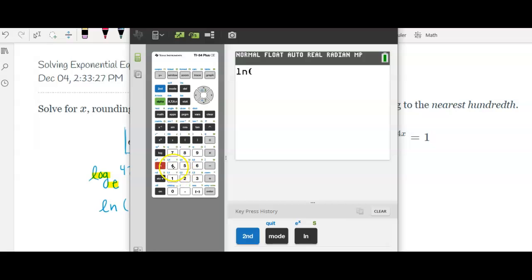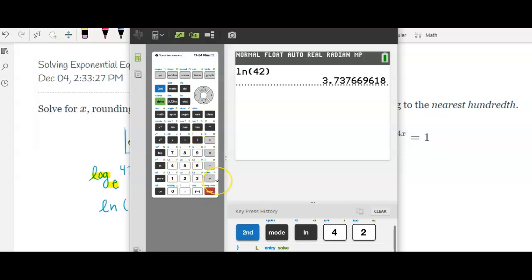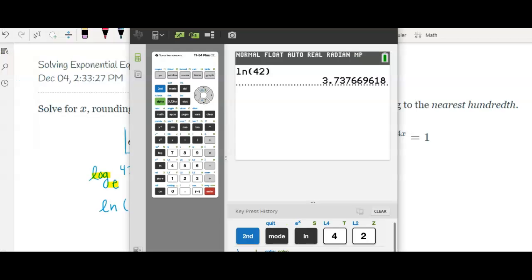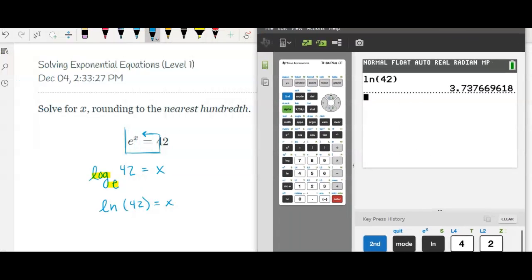ln of 42, they might want you to just type that answer. Oh no, it says round to the nearest hundredth, so round to 2 decimal places. So this one would be 3.74.